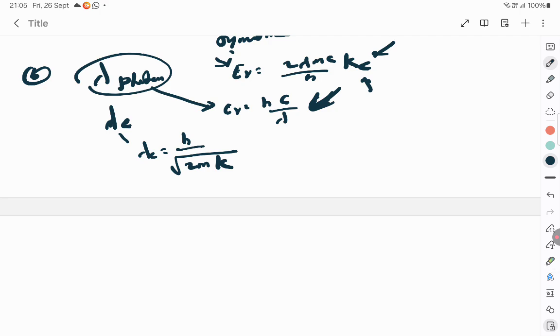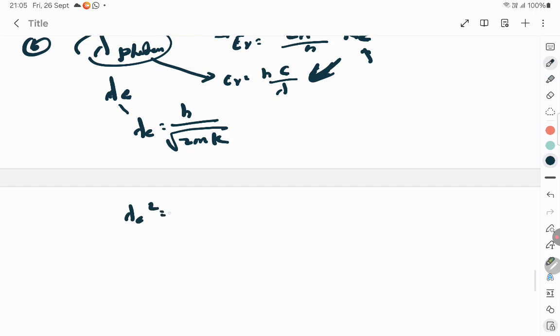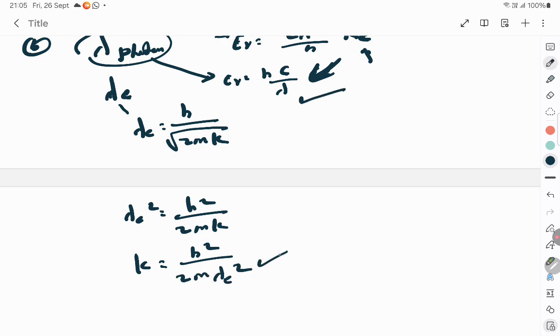Let's not talk about lambda. Because they said lambda of an electron, I'm forced to write lambda of an electron, which is de Broglie h by root of 2m kinetic energy. Let's find what is kinetic energy from this. Let's square this: lambda E squared is h square by 2m kinetic energy. Therefore kinetic energy is h square by 2m lambda E square. And I need to find the ratio of this and this.